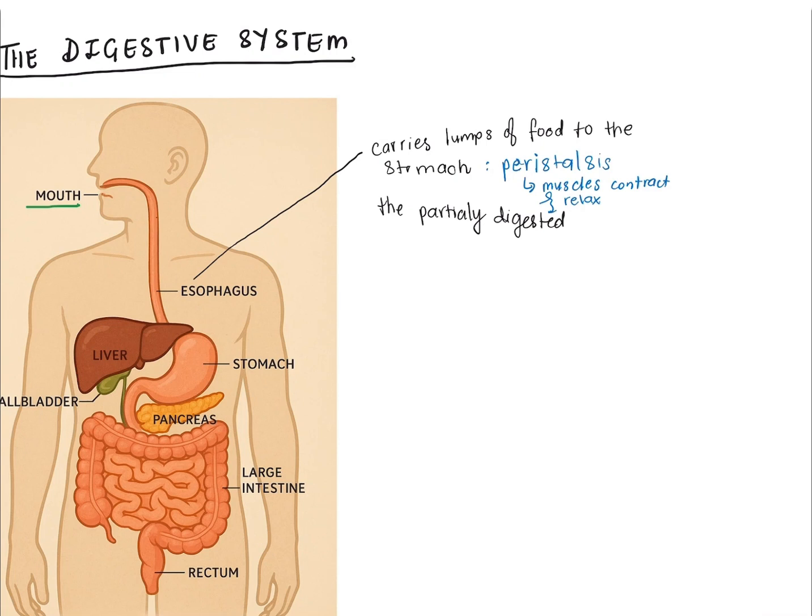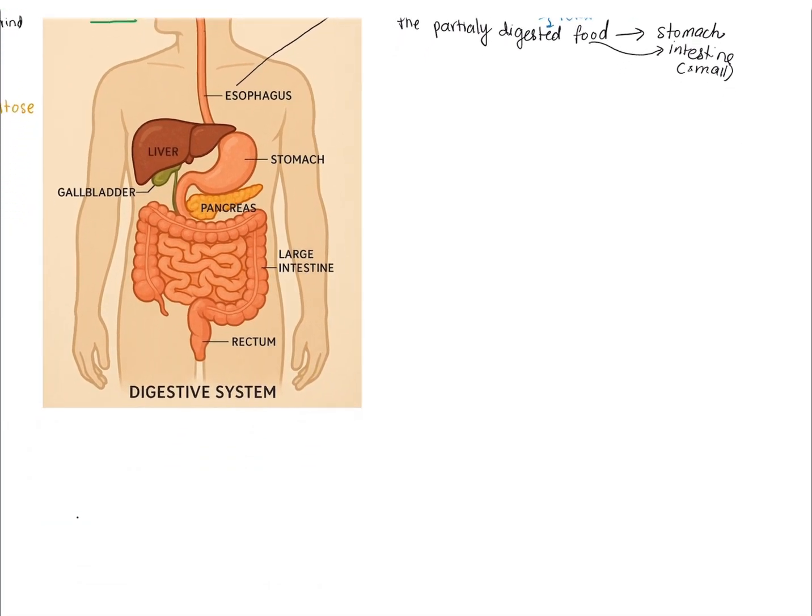So after the esophagus, the food is supposed to go to the stomach, and we'll look at what happens there. But in some cases, the partially digested food can skip the processes in the stomach and go straight to the small intestine. Anyways, we'll still go step by step.